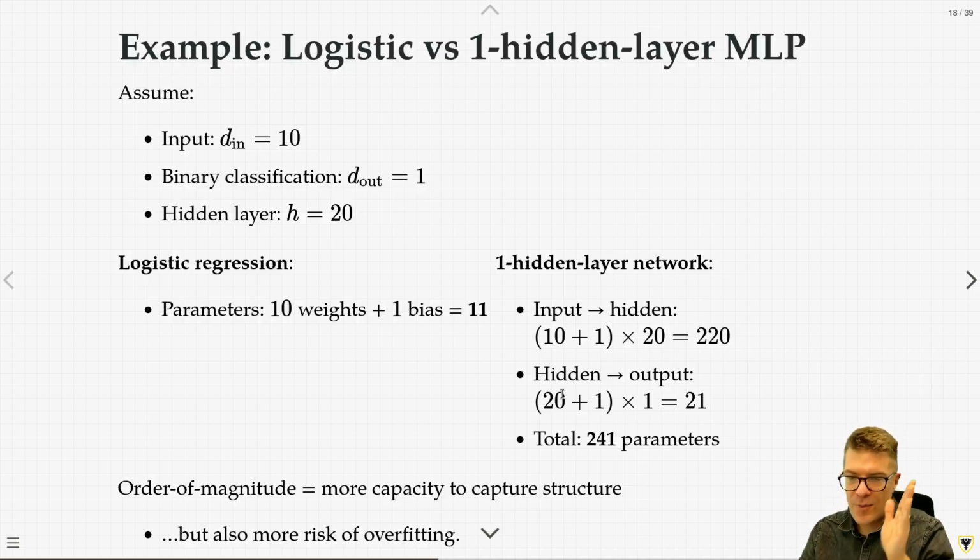And then subsequently, between the hidden layer and the output layer, well, there's 20 neurons in the hidden layer. There's one bias, also in the hidden layer. And there's only going to be one output in the output layer, so it's just 20 plus 1 times 1, which is 21. And you just add the total number of parameters we have in our neural network, and that gives us 241 parameters. So 241 is like an order of magnitude more than logistic regression. It's more than 20 times as much. So we'll see if that's going to be a problem or not.